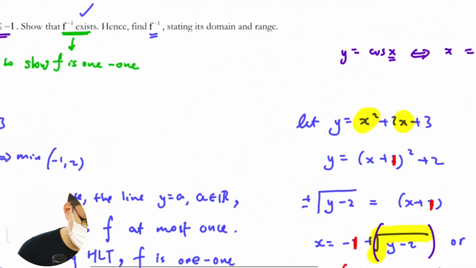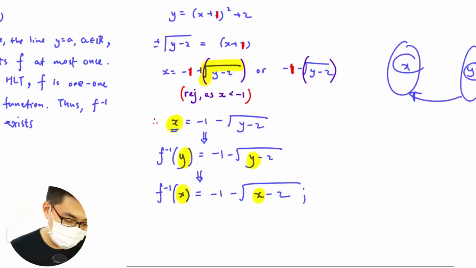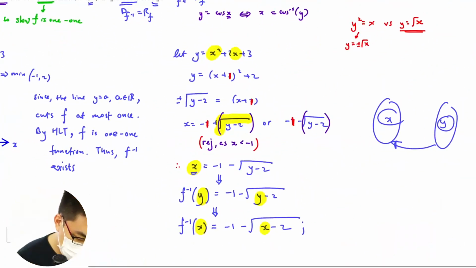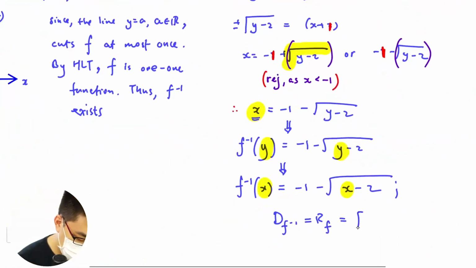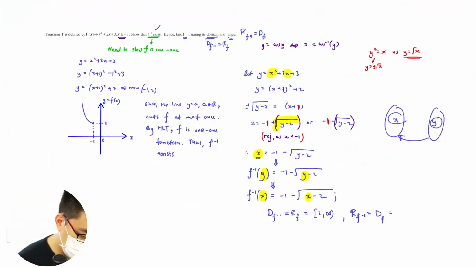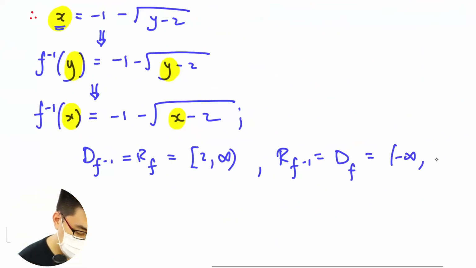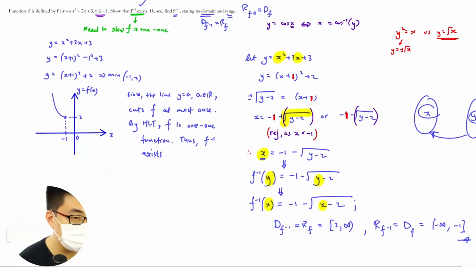Okay. Domain of f inverse is the range of f. Range of f inverse is the domain of f. Okay, so in this case here, range of f is 2 and beyond. Domain of f, which is given. Okay, there you go.